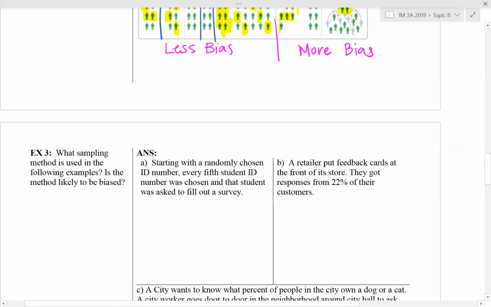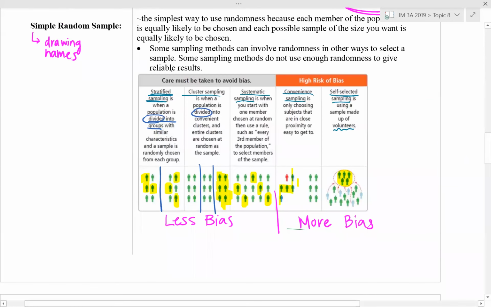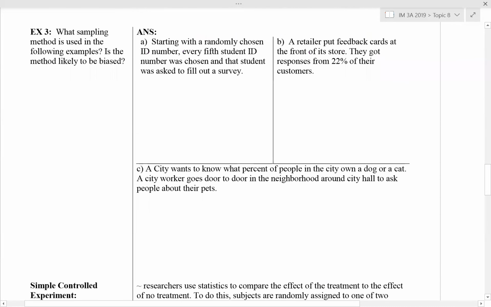So really our answer to the second question just comes from here, right? If it's simple random, stratified, cluster, or systematic, it's not likely to be biased. And if it's convenience or self-selected, then it's likely to be biased.